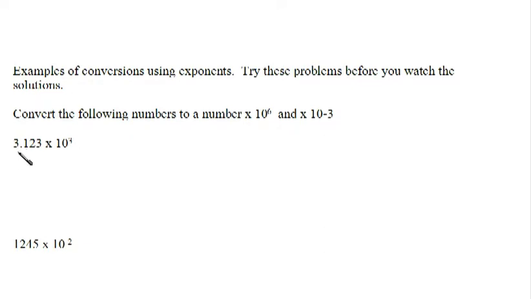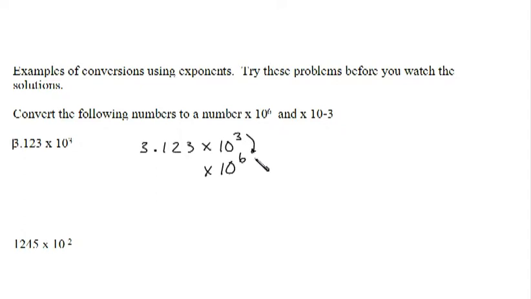Alright, the first one says you're going to take the numbers given and convert them to a number times 10 to the 6th and a number times 10 to the minus 3. So again, what I want to do is take 3.123 times 10 to the 3, and I want it to still be the same number, I just want to express it a different way. So the first thing I do, from the steps of the other example, is rewrite the number 3.123 times 10 to the 3rd. I put the new exponent underneath, so first I'll do the 10 to the 6th.